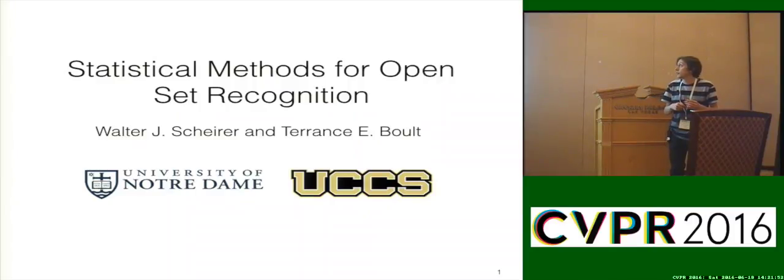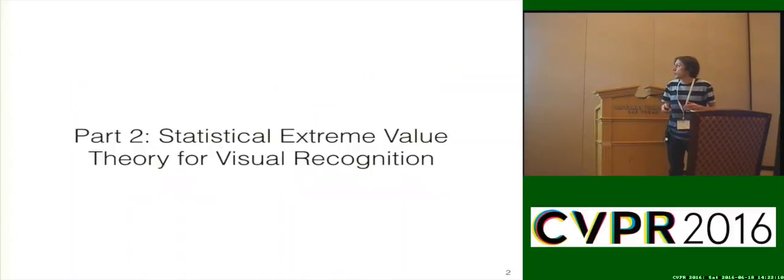Today on statistical methods for open set recognition. Brief recap, in the first part we looked at the open set recognition problem. We motivated the problem, tried to understand why it's so difficult, and we started to introduce some nice theory that can help lead us to algorithms. In the second part of the tutorial, we're going to look at statistical extreme value theory as one of the building blocks to move into an algorithm.